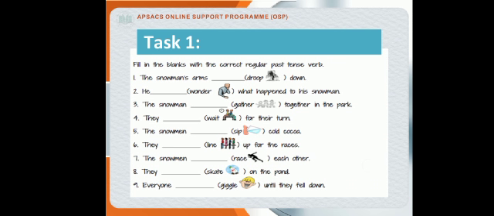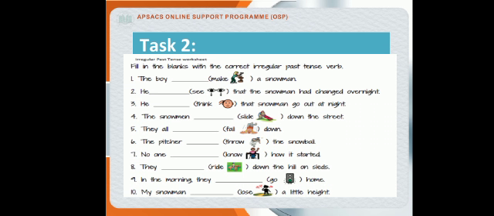There is task 1. Here is a worksheet given here. You will just do it in the loose sheets. There is one more task, that's task 2. Here is the fill in the blanks and you will use the irregular past tense. And this work is also to be done in the loose sheets.